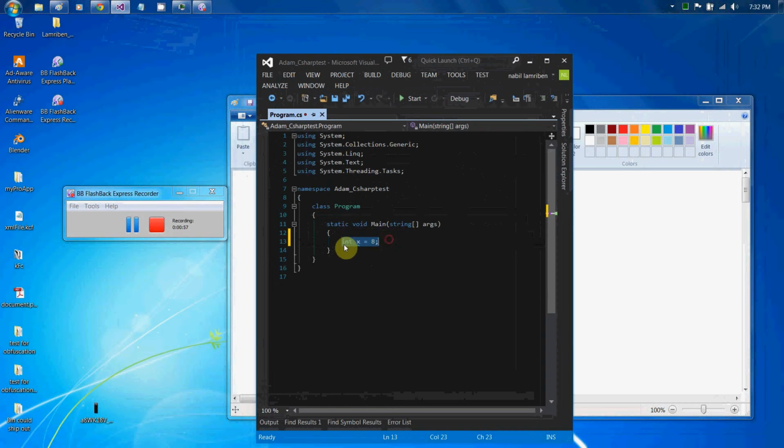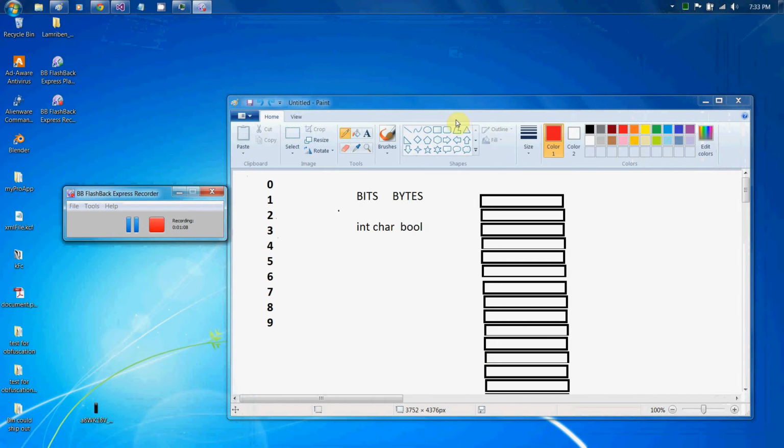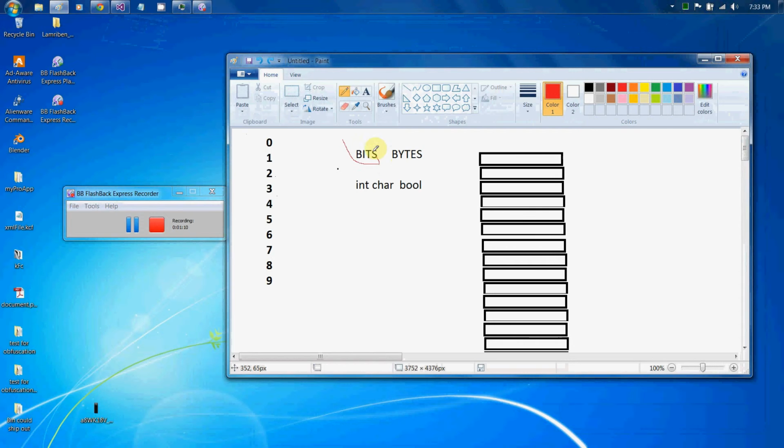Right now I'm going to explain what this means. When you do int x equals 8, you know that now x has a value of 8. But where does it go? How does it get back? What does it look like in memory? So basically we have to understand what bits and bytes are, because if you understand what these two are, you'll be able to understand how memory works and be a more efficient programmer.